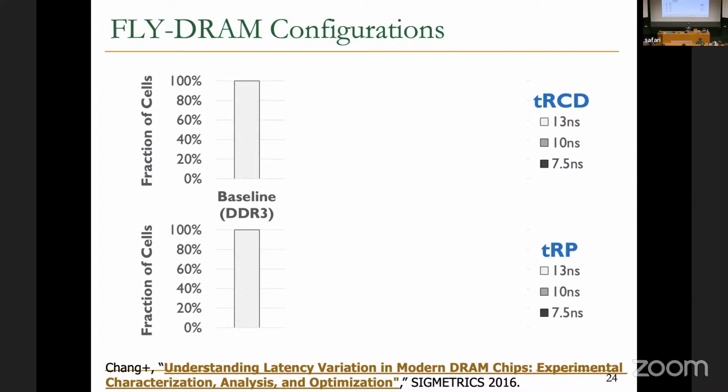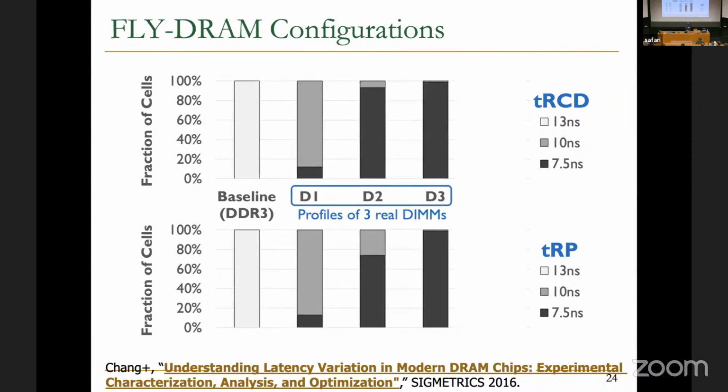So this is some experimental results. In the baseline DDR3 configuration, you just use the same latency value for all parts of the memory, right? And if you look at the profile that is collected from real DRAM chips for 3 different DRAM chips, you can see that the latency for the baseline was 13 nanoseconds, but you can actually access pretty much everywhere. For example, for D3, you can access pretty much anywhere using the latency of 7.5 nanoseconds, right?